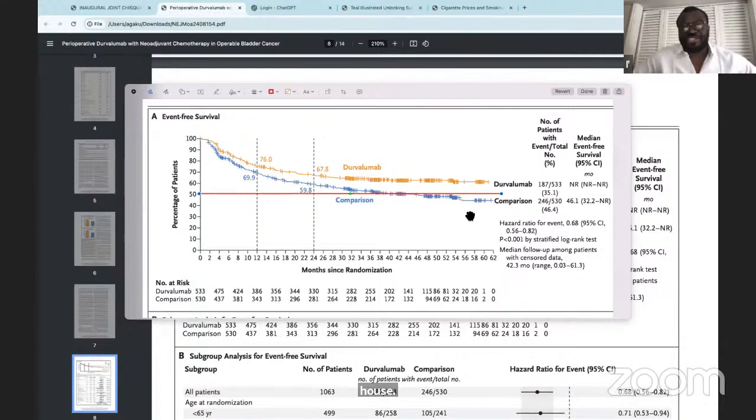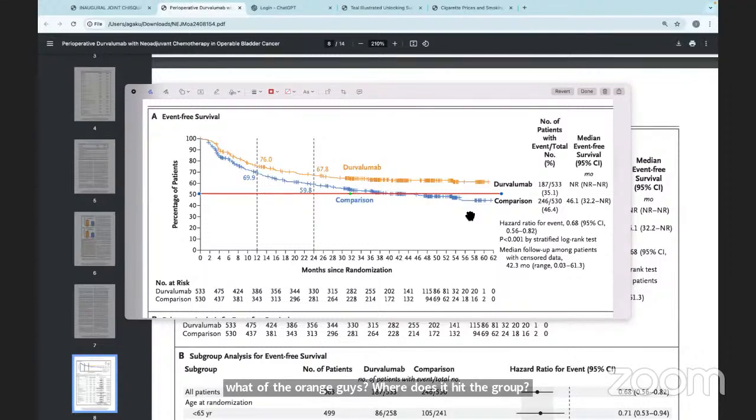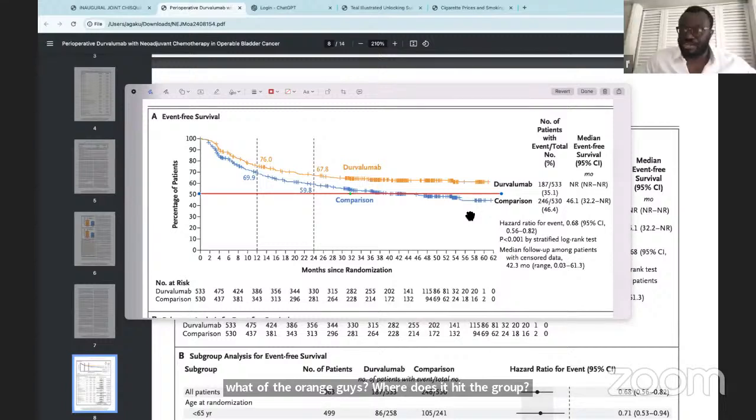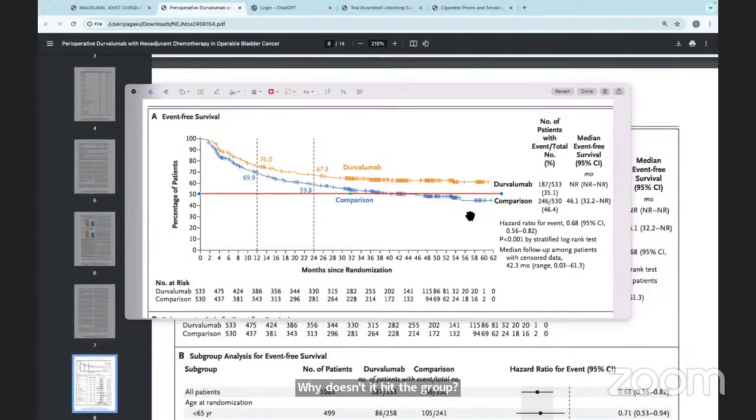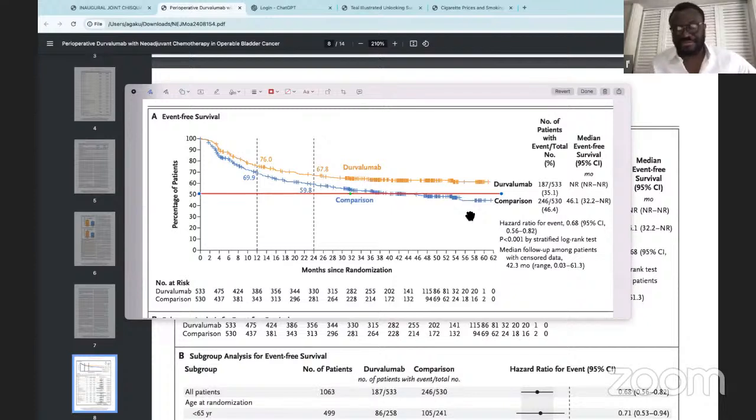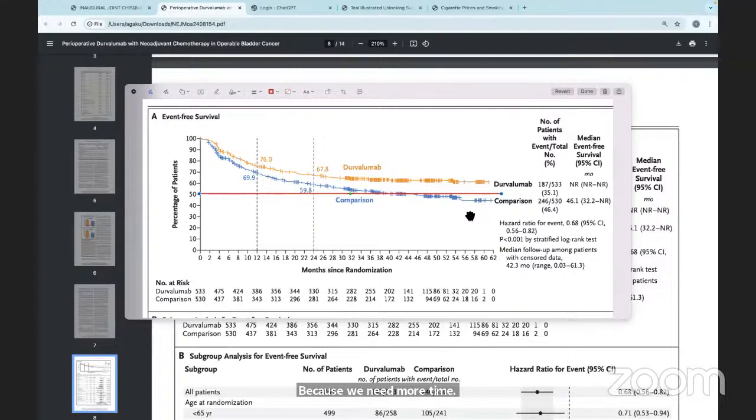Now, what of the orange guys? Where does it hit the group? Nowhere. Exactly. And that's why you have not reached. Why doesn't it hit the group? Because we need more time. And why do you need more time? Because the number of events are very few.